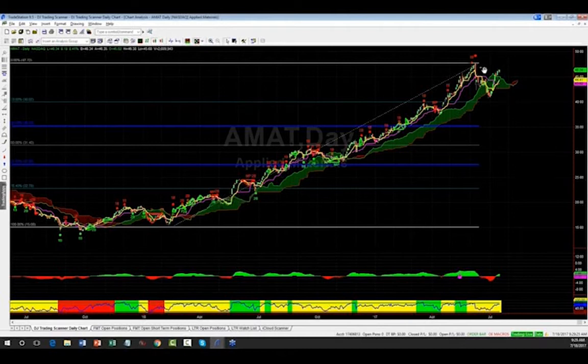Now, it could go make new highs and we'll have to adjust this. But again, way too late for me to go long on Applied Materials. I like this initial setup for a short. And again, if it puts in a new low here, I would definitely be going short Applied Materials. So thanks, Robert, for bringing that chart up.